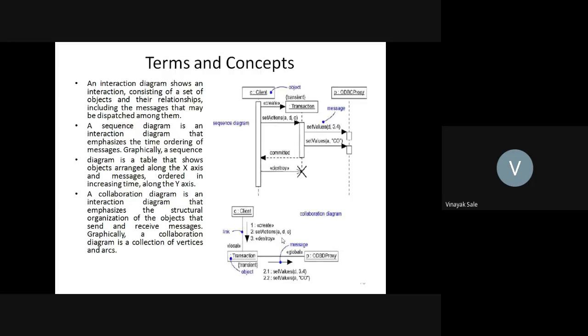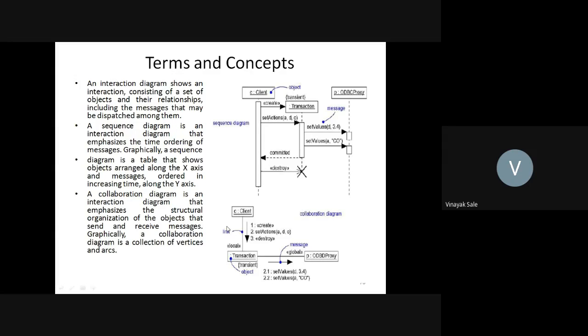The interaction diagram shows a set of objects and relationships, including messages. First is the sequence diagram, an interaction diagram that depends on time ordering of messages. Graphically, a sequence diagram is a table that shows objects arranged along the x-axis. These are the objects: client, transaction, ODBC proxy. This is one example; you can take any other example. These are the objects placed along the x-axis, whereas the time ordering is placed along the y-axis.